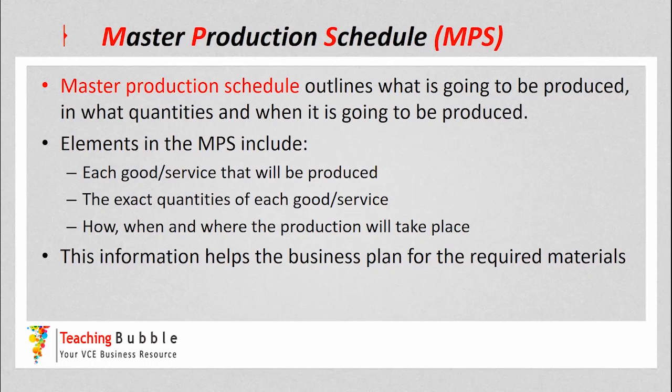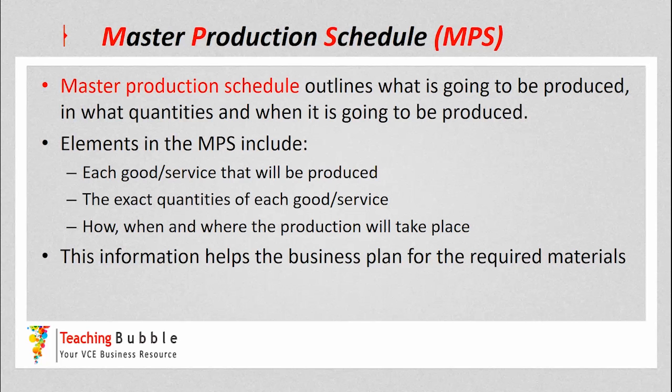The next strategy is the master production schedule, which is a plan that outlines what is going to be produced, in what quantities, and when it is going to be produced. So it is essentially a really specific plan on the exact goods and services that the business is going to produce and by when. So the MPS is going to outline each good or service that will be produced, the exact quantities, how, when, and where the production will take place.